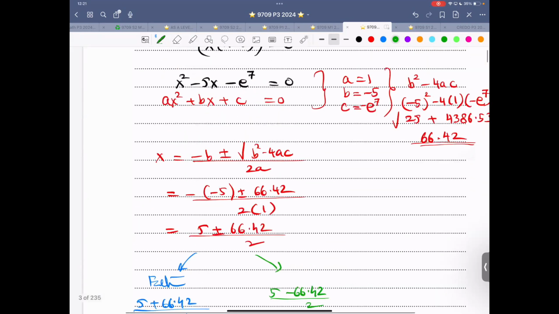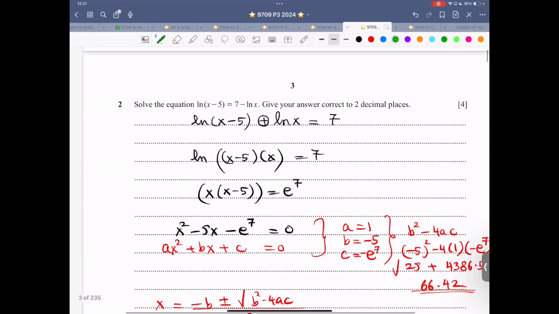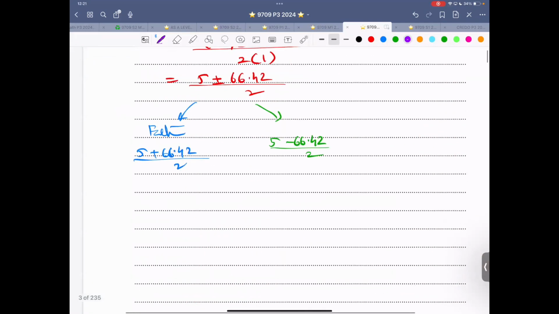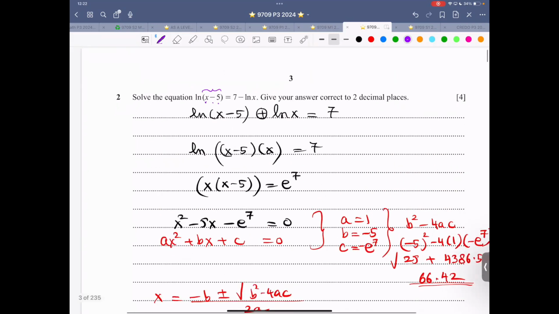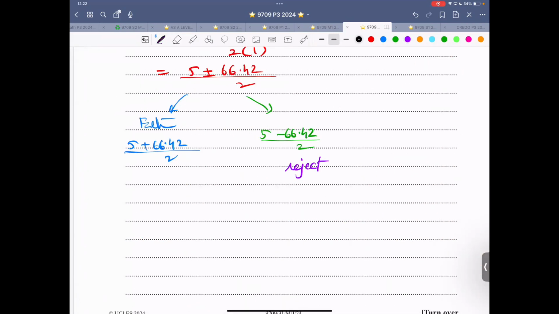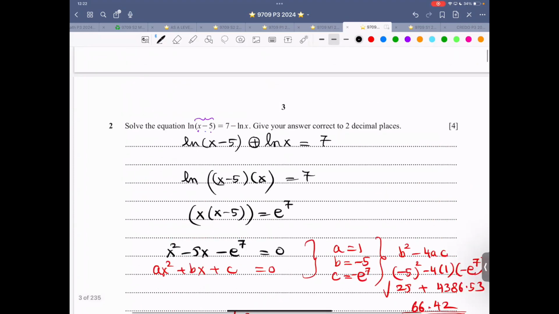Now, which one will we reject? We will reject the negative value because x minus 5 will be negative. You cannot take ln of a negative number. So reject this one, accept the other one. The final answer, they're asking to give to two decimal places, is 35.71, correct to 2 dp. That is how the working is done. So that is question number 2.